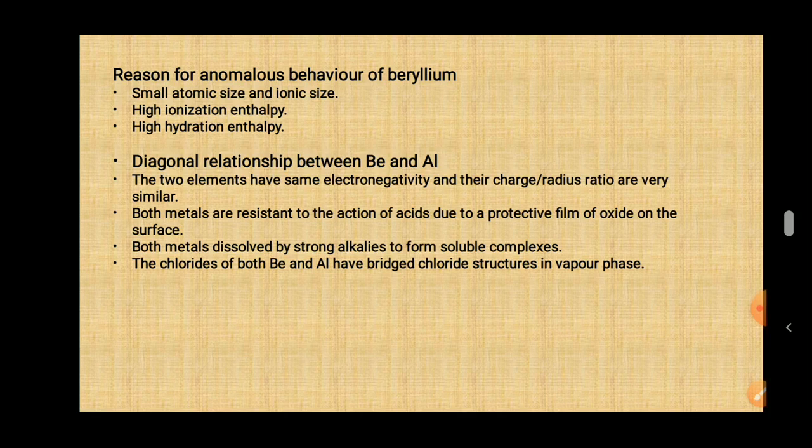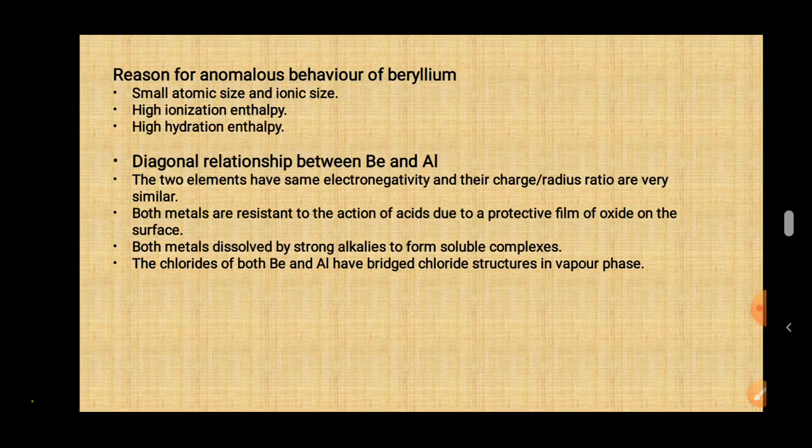So the diagonal relationship between beryllium and aluminum means their properties are similar. The two elements have almost the same electronegativity. Now, there is a difference between similar and same: same means exactly the same, similar means somewhat the same. So the electronegativity is somewhat similar, and both metals are resistant to the action of acids.